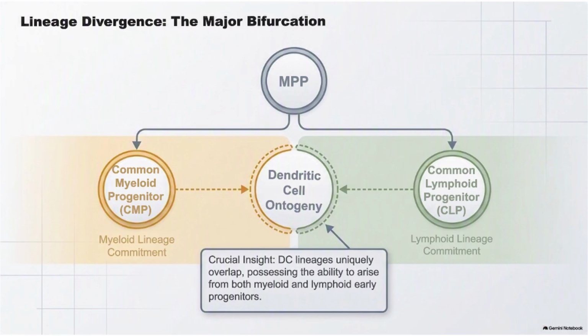The major idea is that as progenitors move along these developmental pathways, they progressively acquire the machinery that allows them to perform very different immune functions. So why does this lineage matter clinically?